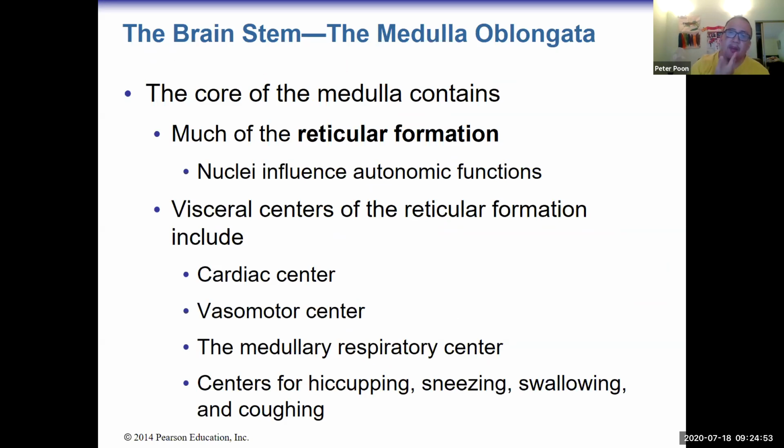Okay, the medulla oblongata contains, again, the stuff that keeps you alive: the cardiac center, which controls heart rate, the vasomotor center, which controls dilation of blood vessels, one of the respiratory centers, the medullary respiratory center. Okay, it measures the amount of CO2 coming in with your breathing. Okay, the centers for hiccuping, sneezing, swallowing, coughing.